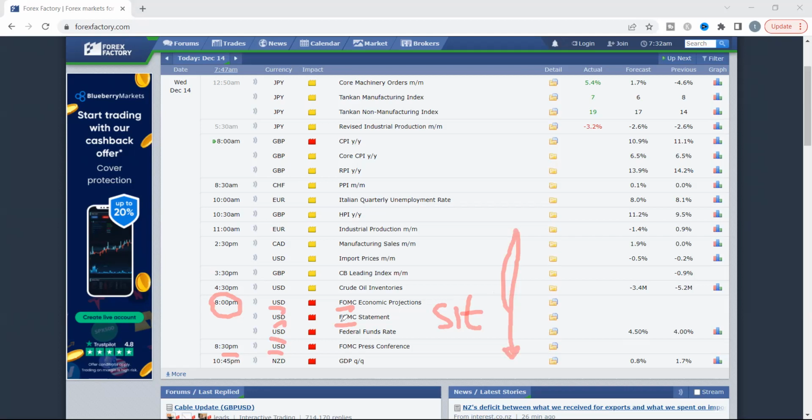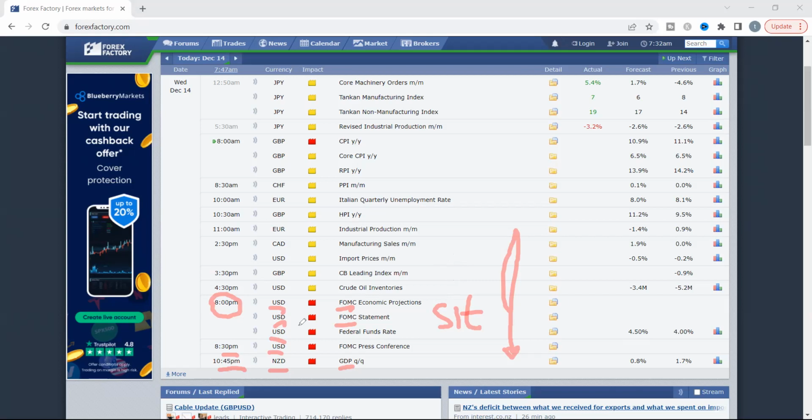So with that said, pay attention to the FOMC. If you don't have anything, sit on your hands. And of course, by 10:45 p.m., we also have the big one, the GDP, gross domestic product for the New Zealand dollars as well. So the market obviously is going to be volatile going later towards the end of the New York session. So you need to be careful.